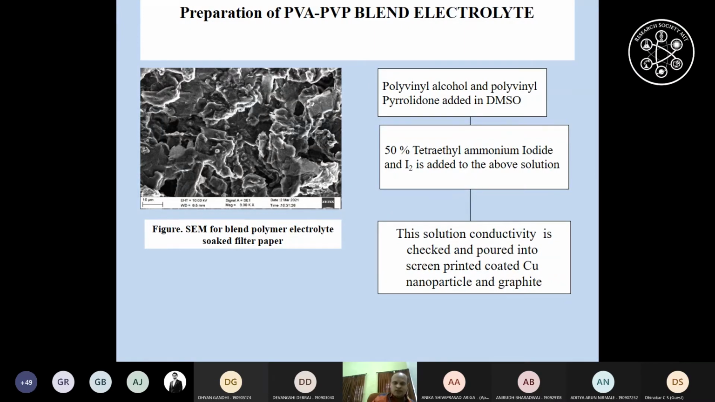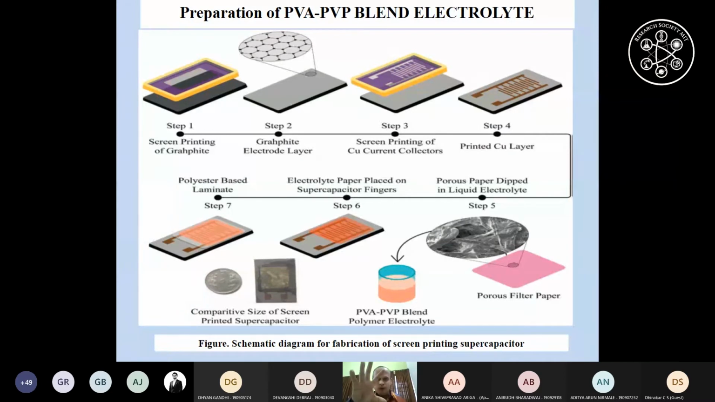I am not interested to discuss this slide. I would like to show the exact essence of this work, right? What I did first, screen printing graphite, I did, right? No, I didn't do it, your co-president Achita and others did the entire work. So he has coated the graphite layer, and over that he coated the screen printing of a copper nanoparticle. Once you coat the copper, you get a printed copper layer.